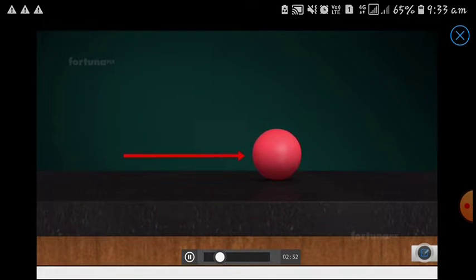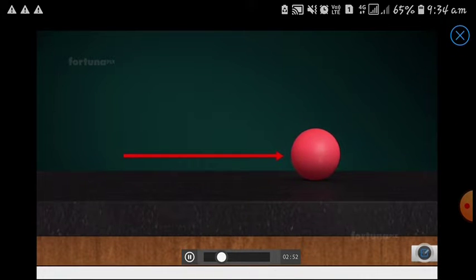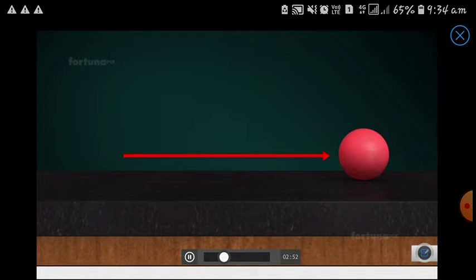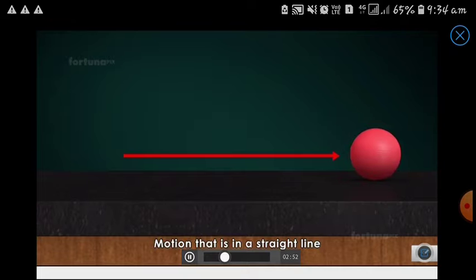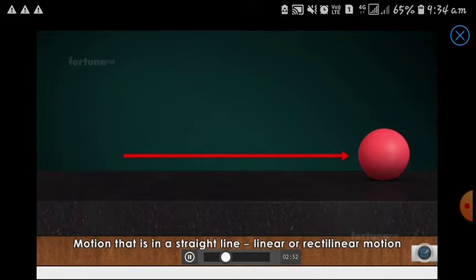There are several types of motion. In our example of the rolling ball, the ball moved in one direction, and we would say the movement is straight line. We call this motion that is in a straight line linear or rectilinear motion.